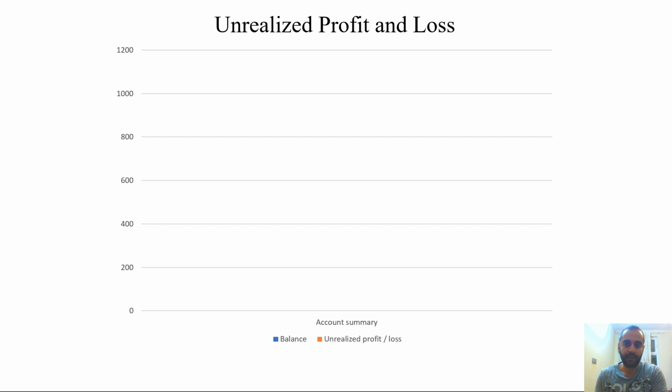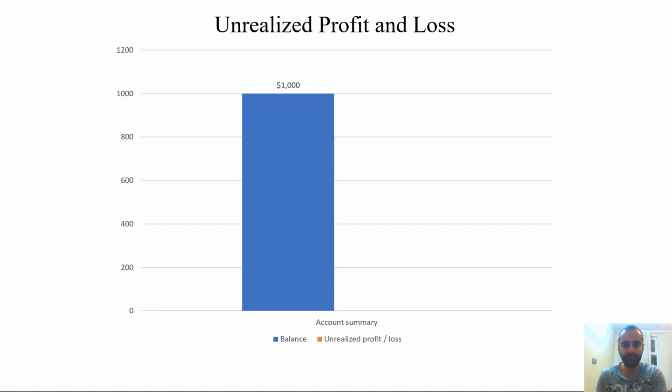For example, we have a balance of $1,000 and we open a trade and the market moves in our favor and our profit reaches $100. So this profit is unrealized, or floating, until we close the trade. If we close the trade, the profit is added to our balance.